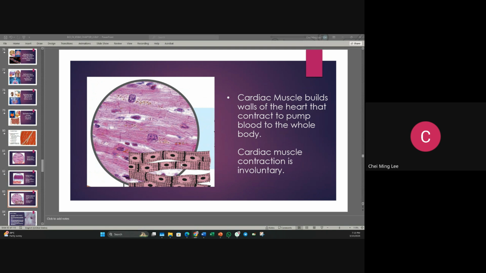Why? Because it needs to be stronger. Because the pumping of the heart is automatic, meaning it doesn't stop. So it needs to be thicker so that it can sustain the continuous pumping action.